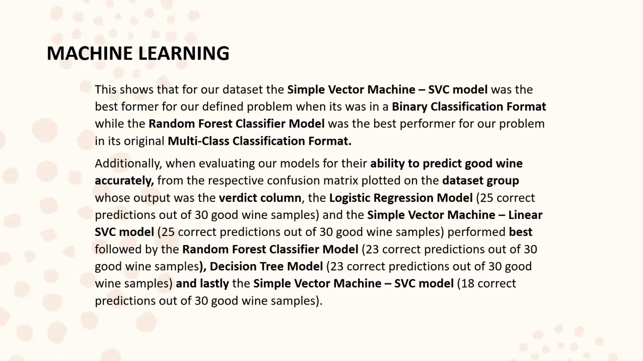It was actually 25 predictions out of 30 good wine samples, followed by the decision tree, which also made 25 correct predictions. Then the SVC model had 18 correct predictions out of 30, which was a bit confusing because it had the highest accuracy scores. And when we checked it, it also performed best when it came to predicting the wine that fell into the category of 0, which was not actually good. So we attributed that to the data set being small and not having a definite result based on that.